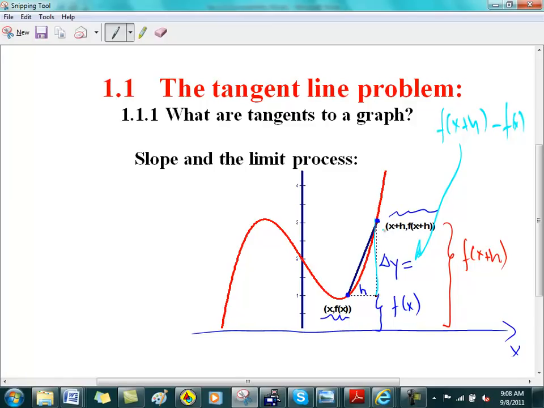Yeah, is everybody okay? Felix, you awake? You want to come in the front? You okay? All right, Monica, do you see that delta y is f of x plus h minus f of x? Everybody got that? Because this is really crucial. You've got to understand this.